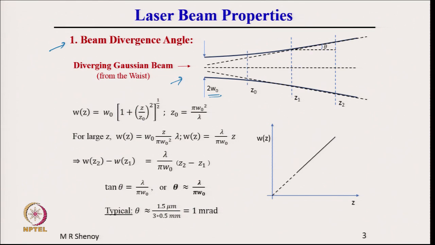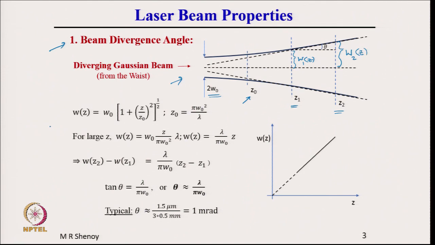W0 is called the spot size, and as it propagates, there are some z values shown. z0 is the Rayleigh range, beyond which the laser diverges into the far field. Let z1 and z2 be two positions along the axis where the cross section diameter, or the spot size, can be measured. What is shown here is W1 of z at z equal to z1, and this is W2 of z at z equal to z2.